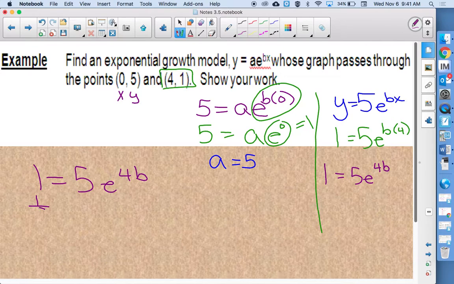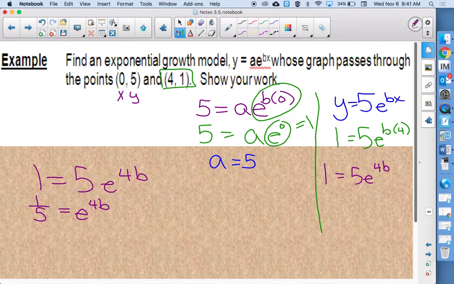So we'll divide by 5. All right, so 1/5 is equal to e to the 4b. Again, we're trying to get b. We want to know what that b is, which is the same thing as having an x. It's just a b. What would you do next? How would you solve this equation involving a base of an e?